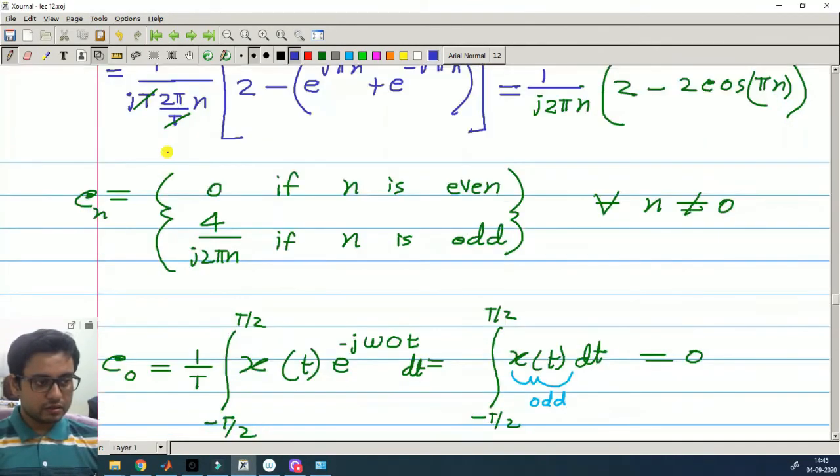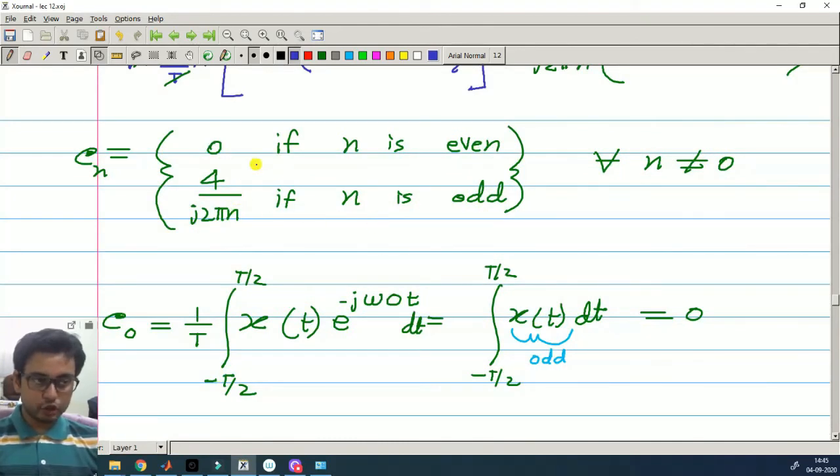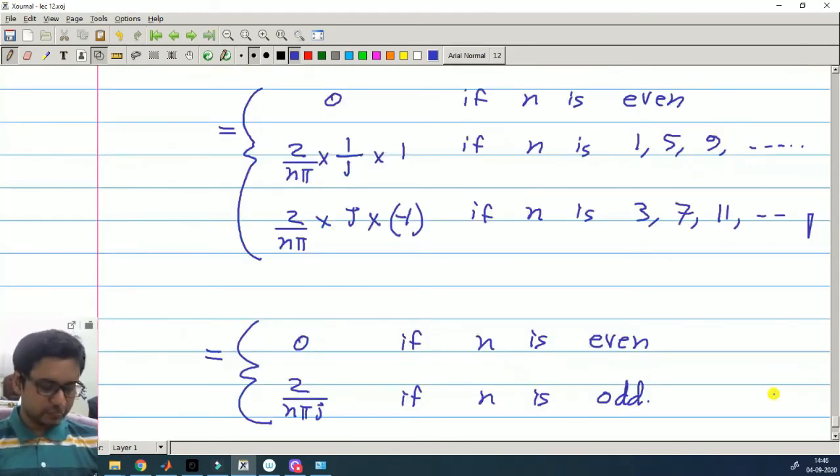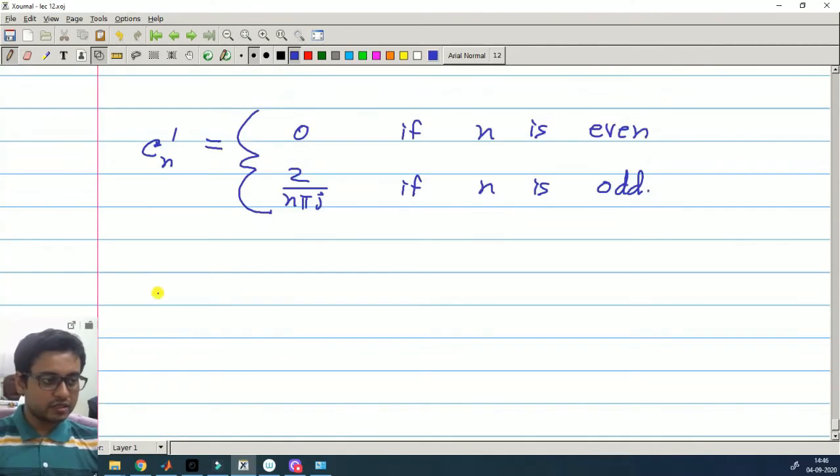Here is the answer. For the square wave, it is 0 if n is even, and otherwise this is 2 over j pi n, exactly what we got today. So this is Cn prime, and from this we will calculate Cn, that is what we actually want, as Cn prime by j omega n.